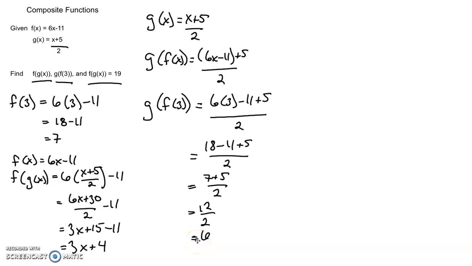Finally, we're asked to solve f of g of x equals 19. So f of g of x equals 19. Well, we've already figured out what f of g of x is. We did that in our first case. f of g of x is 3x plus 4. So we can replace this with 3x plus 4.